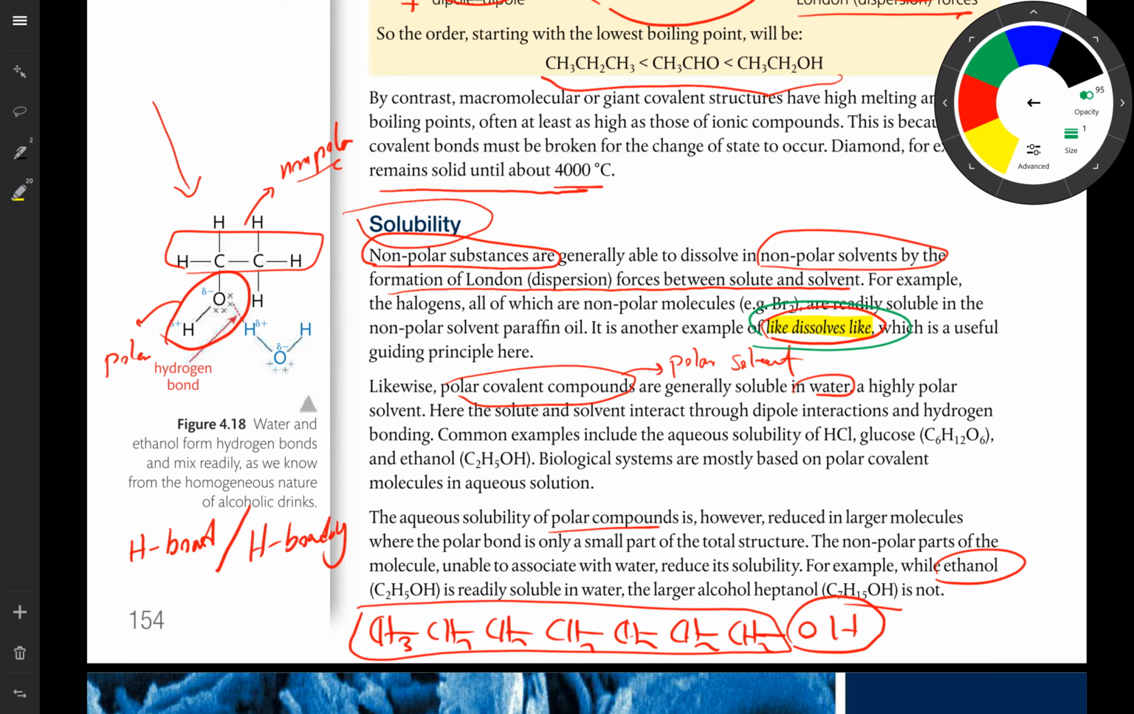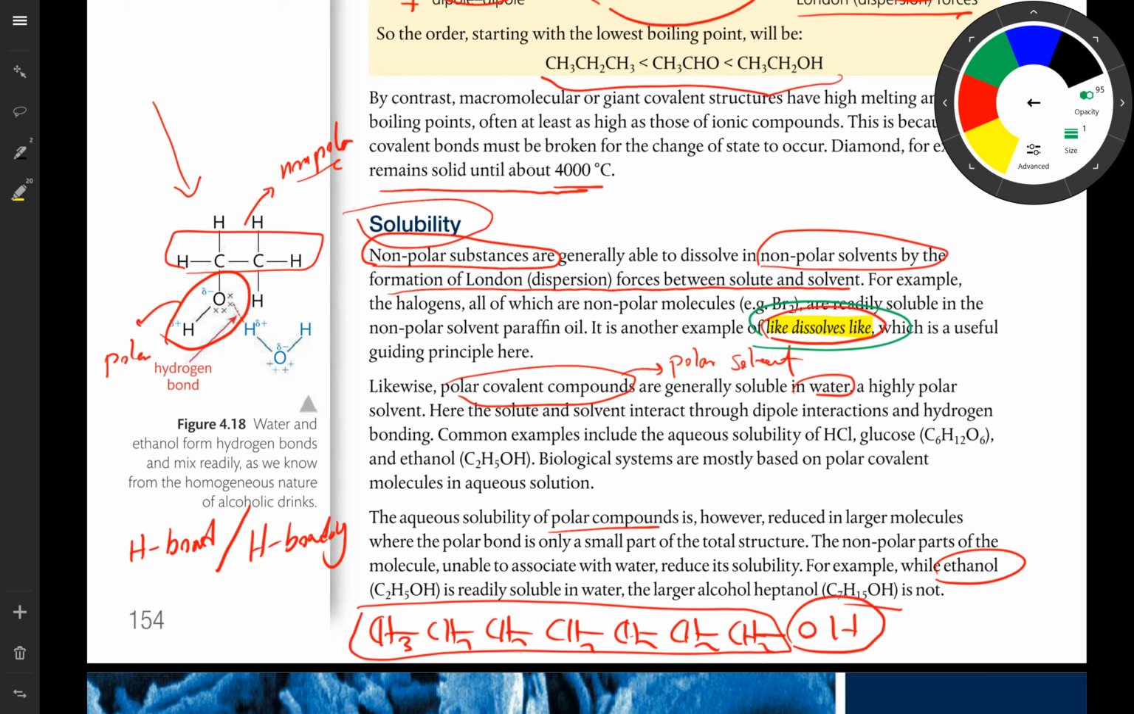If you have a polar solute and a polar solvent, both of them can form dipole-dipole attraction between the molecules of the solute and solvent, so they can dissolve in each other. If you have a molecule which can form hydrogen bonds, like alcohol, it can be dissolved in a solvent which can form hydrogen bonds, like water, so they can be dissolved in each other.